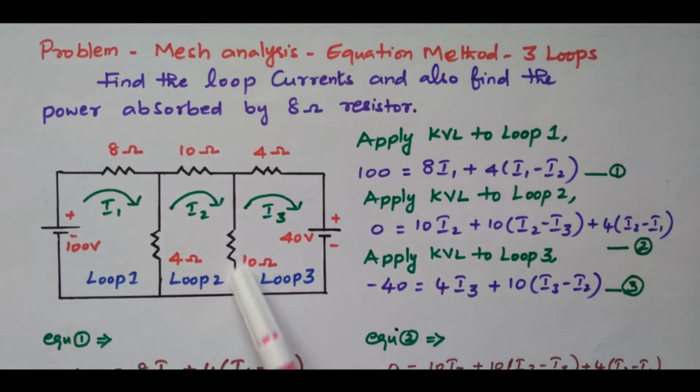What about this other 10 ohm resistor? This I2 is flowing downward. This 10 ohm is connected between loop 2 and 3, so the third loop current I3 is also flowing in the upward direction. See, the current direction is coming like this and going upward, but this current is going downward. So both currents are in opposite directions. I2 is flowing downwards, I3 is flowing upwards. So I2 minus I3, the difference between these two, is flowing through the 10 ohm resistor. So the drop across 10 ohm is 10 into I2 minus I3.